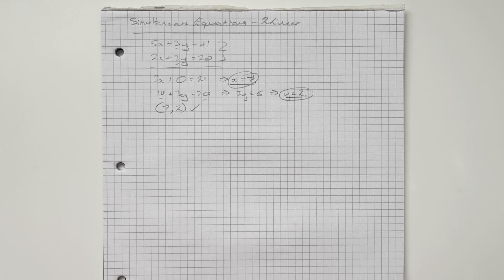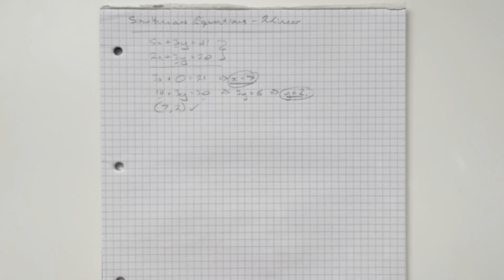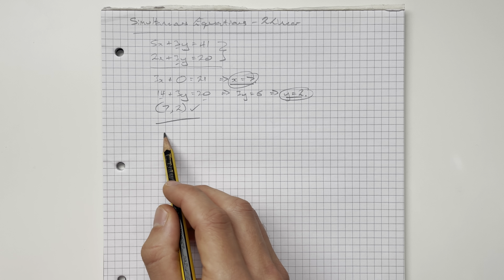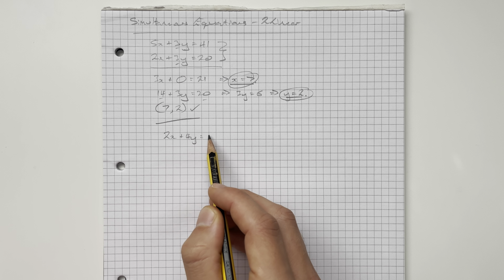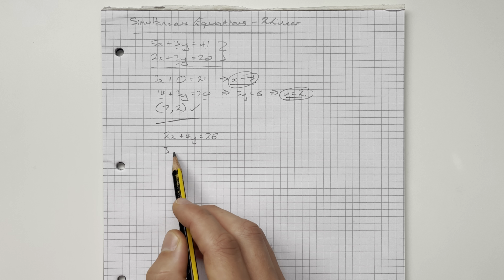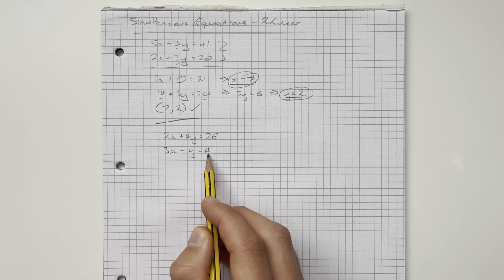Beautiful. We'll have a look at an example where it's not already matched up. So here the 3 and the 3 were matched up, and we'll have a look at one where it's not matched up. So in this set of equations we have 2x plus 4y is equal to 26, and also 3x minus y is equal to 4.